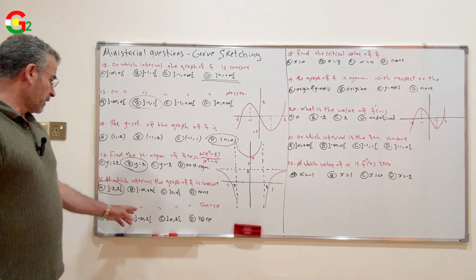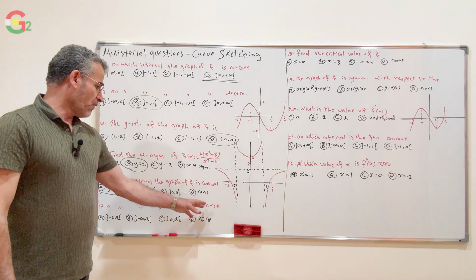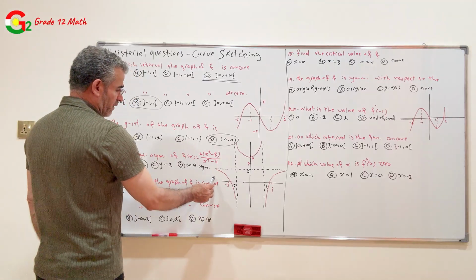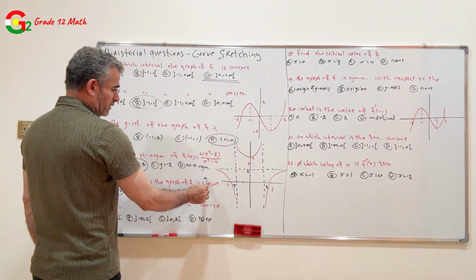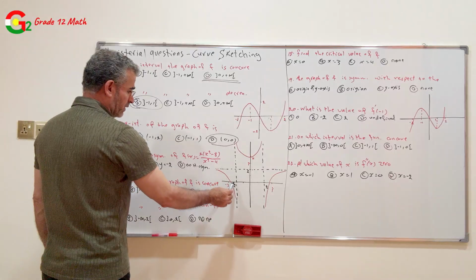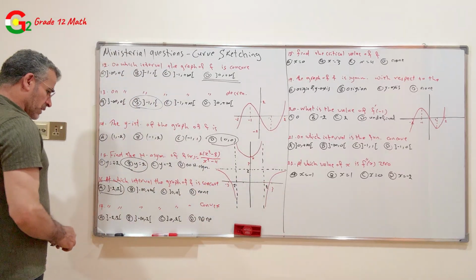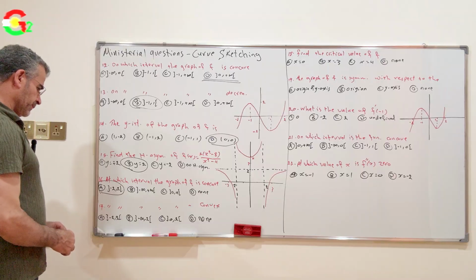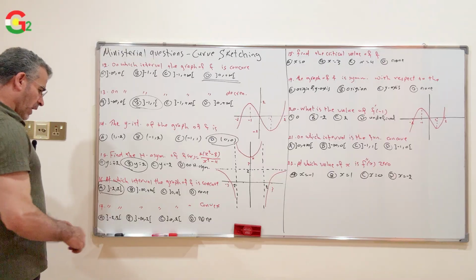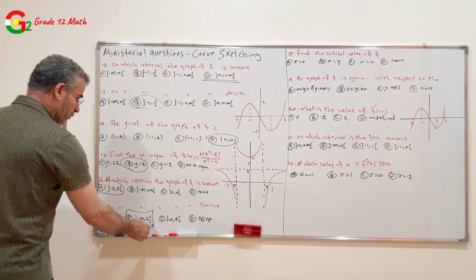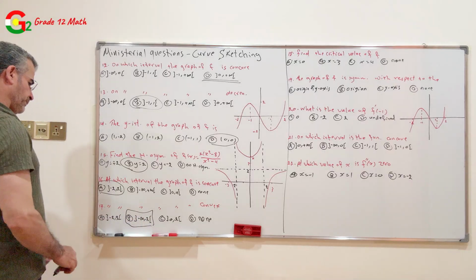On which interval is the graph of the function f convex? As we said before, the graph of f is convex on the two intervals from negative infinity to negative 2 and from 2 to positive infinity. Therefore, we have only one matching interval here, from negative infinity to negative 2.